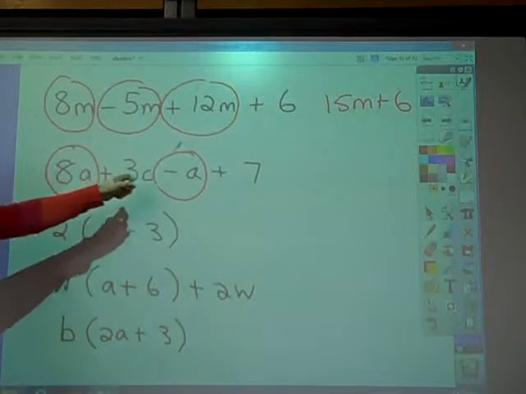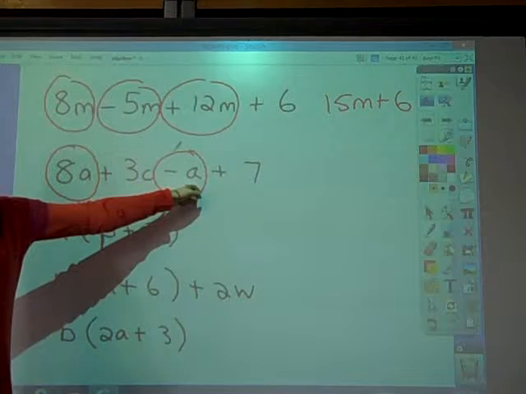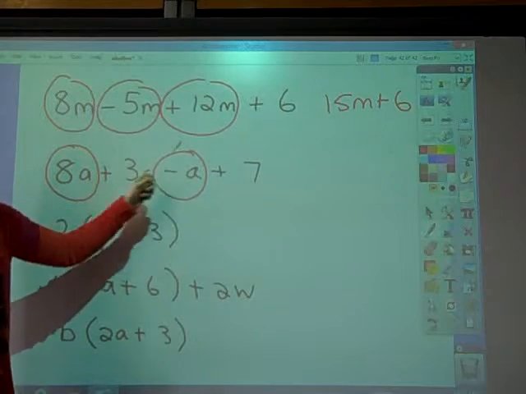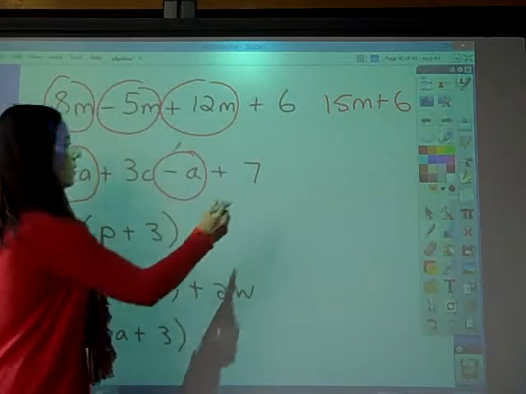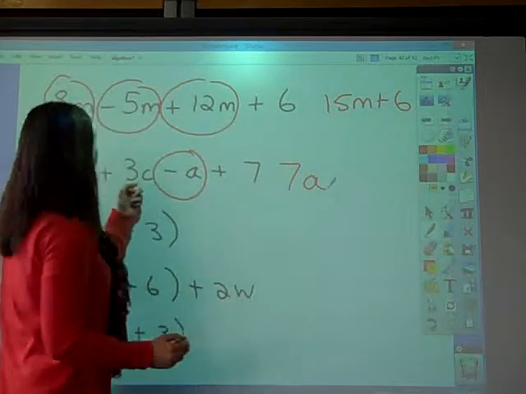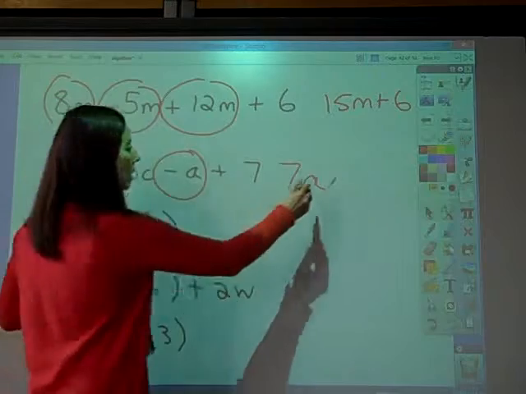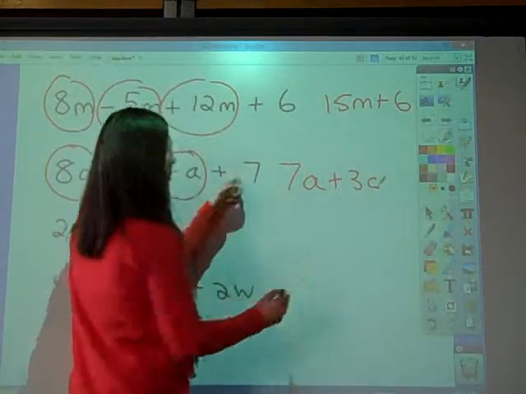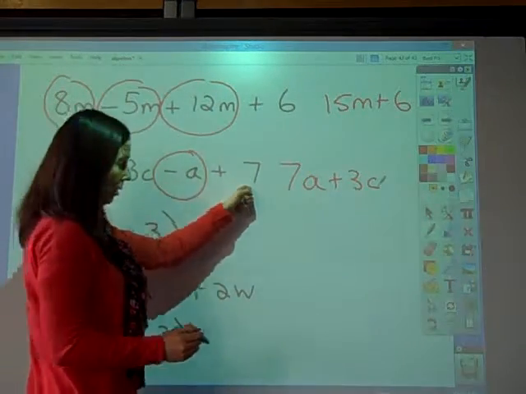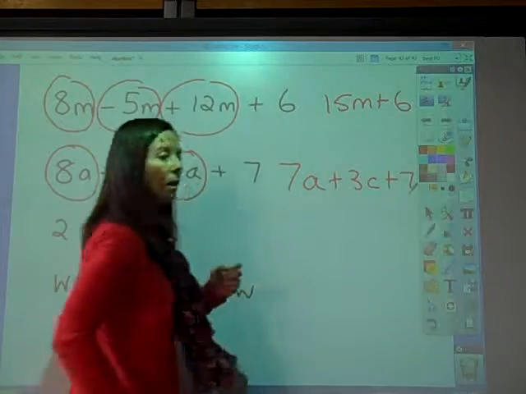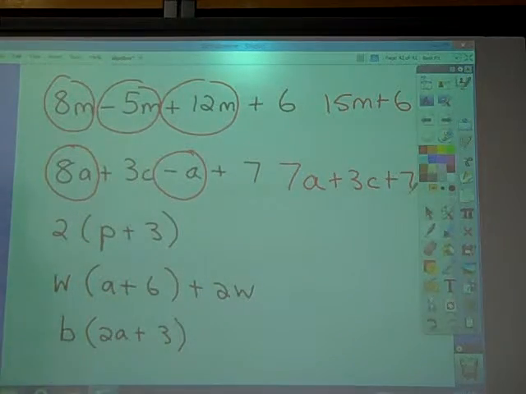I have 8A and I take away, what does it mean when there's only a letter, no number? 1. So you've got 8 take 1 is 7. So I have 7 A's. Now, have I got any more terms that have a C in it? No. So plus 3C is going to be the next part of my answer. Do I have any terms that just have letters in it? No. So plus 7 is the answer. Hands up if you got that one right. Good, good to see some hands up.